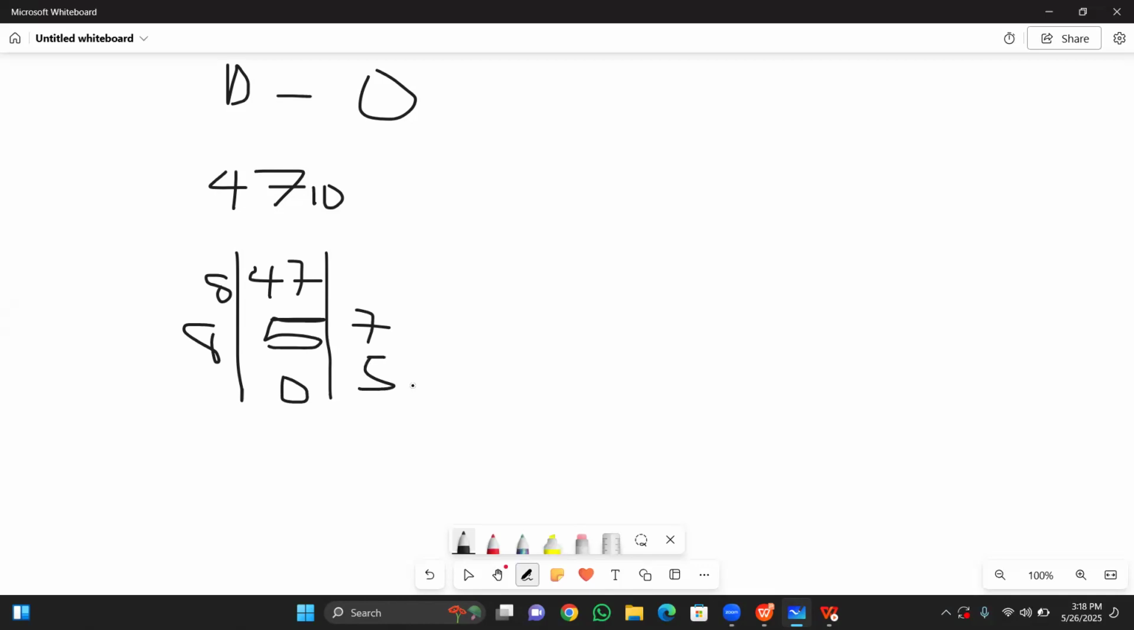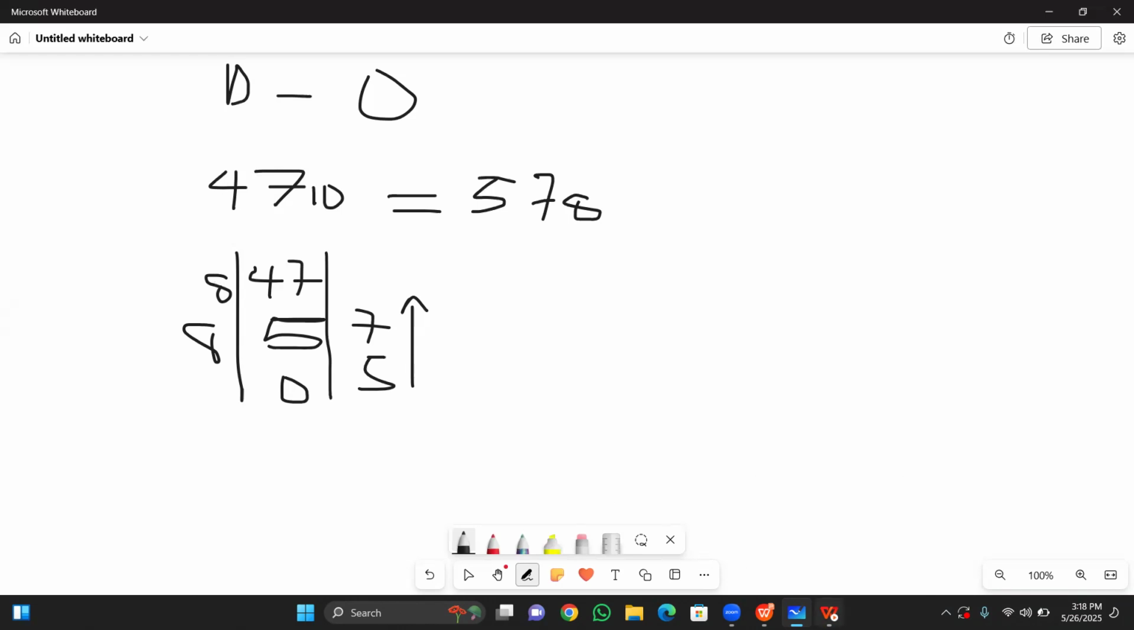And what do we do? We go in reverse order. So this will now give us 5, 7, in base 8. Now you can see how we divided repeatedly. 47 divided by 8 will give us 5, remainder 7. 5 divided by 8 will give us 0, remainder 5. So that's how we got 57 when we go upward.